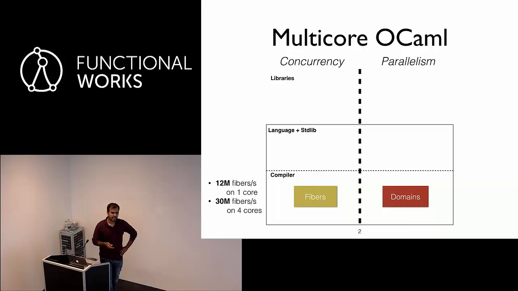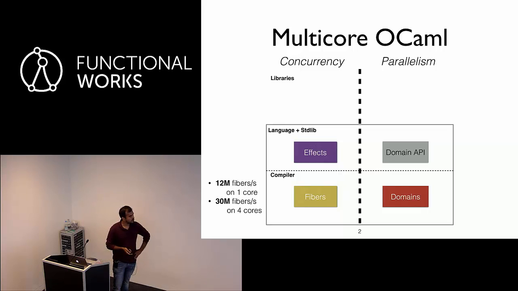On the other hand, we also have domains, which are the unit of parallelism, and domains directly map to system threads. So you have a limited number of domains that you can create, and it's typically the number of cores that you have. You typically start your program with n domains, where n is the number of cores that you want to provide your application.